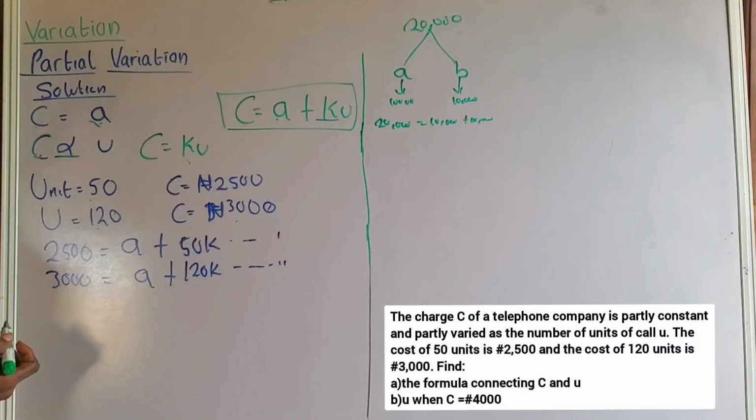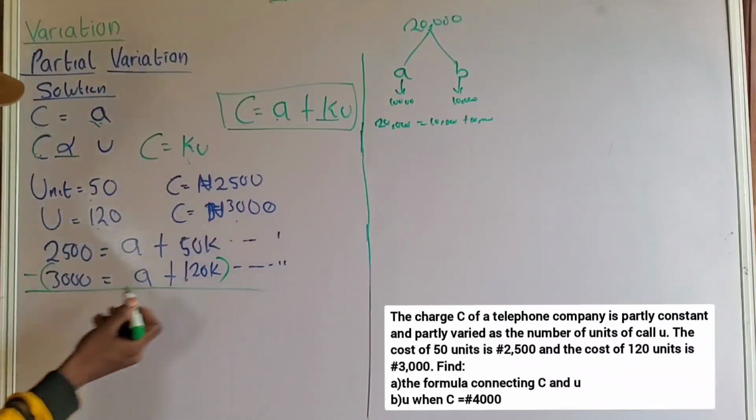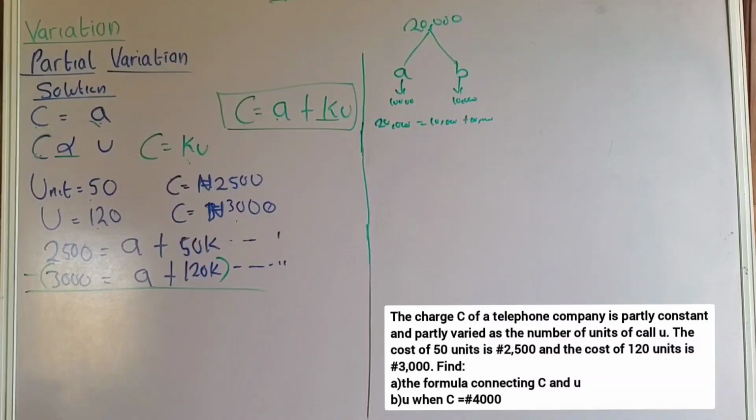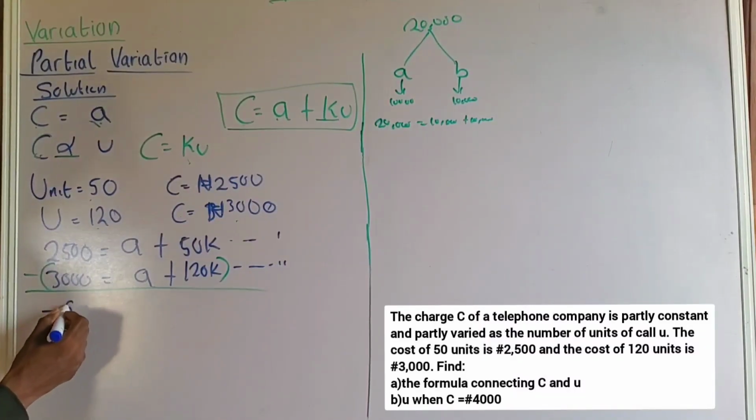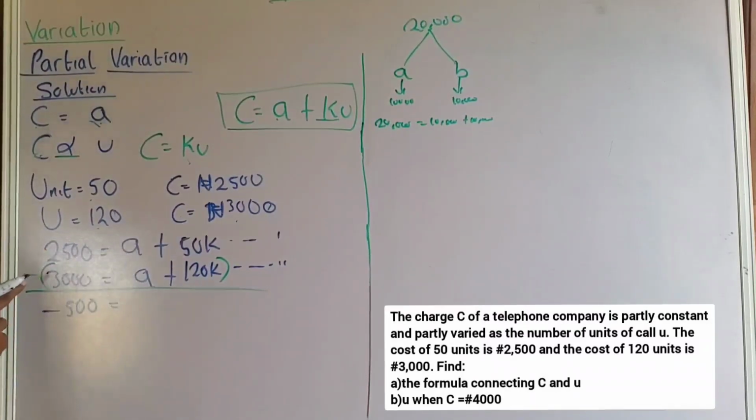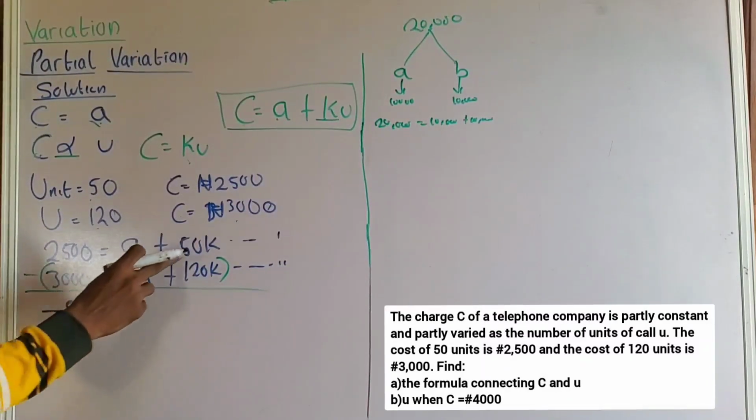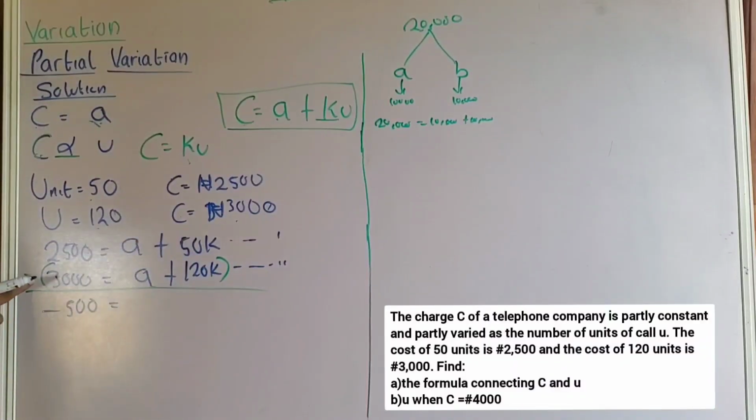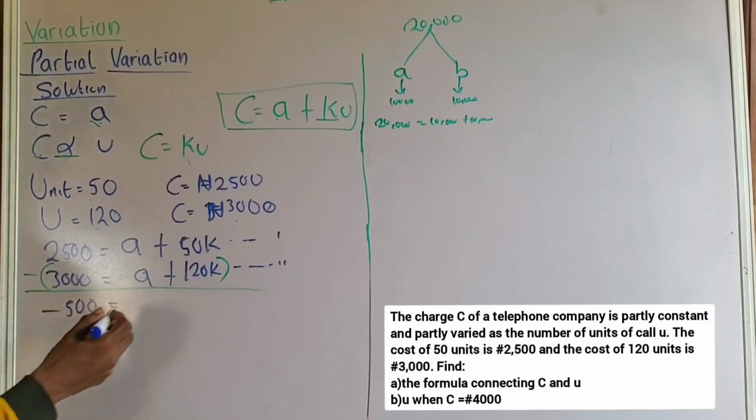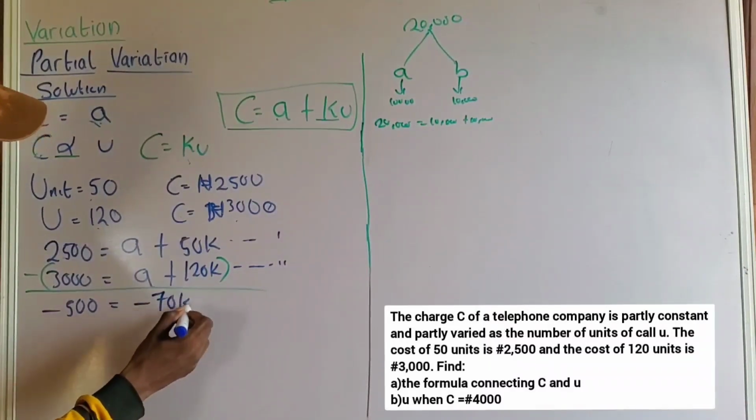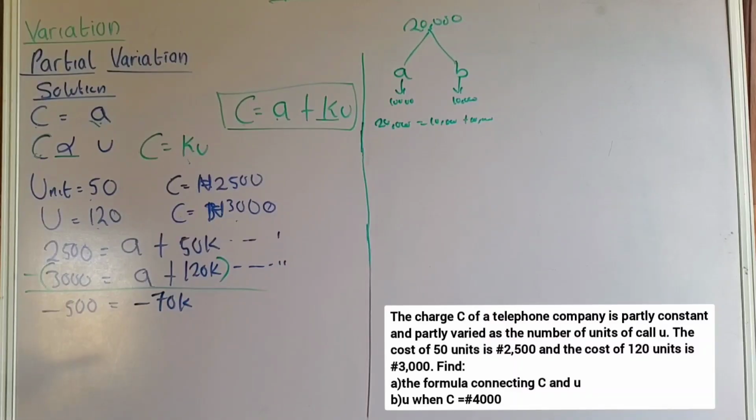Just subtract equation 2 from equation 1. So I'm going to have 2,500 naira minus 3,000. I'm going to have negative 500, right? Negative 500 equals A minus A, that is 0. Now 50 minus 120, that would be 70, so I'm going to have minus 70K. Now having gotten to this point, we can easily find the value of K by dividing both sides by negative 70.